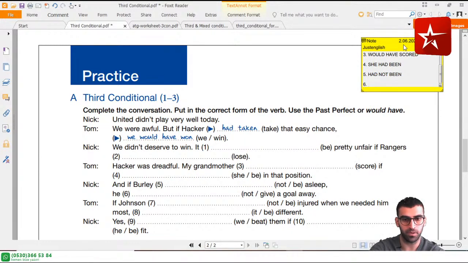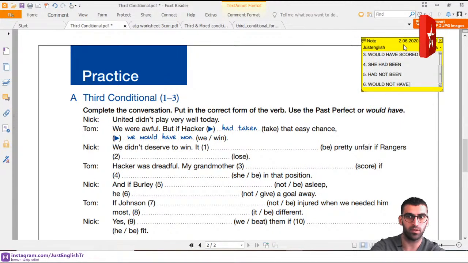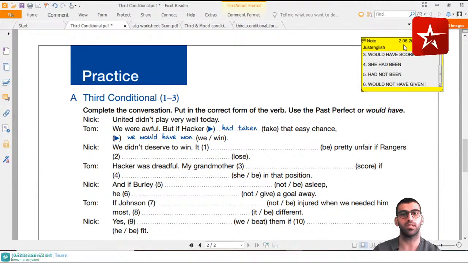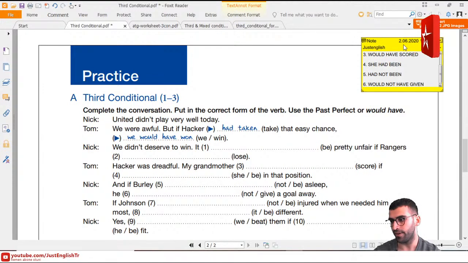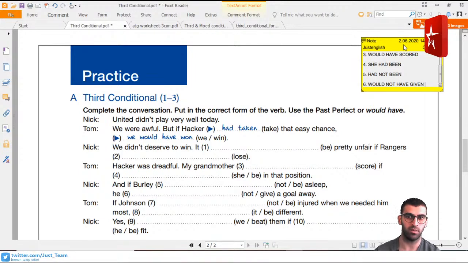Yes, number 6, he would have, don't forget to write have and given. Yes. He wouldn't have given a goal away. Yes. Right. Yes, hadn't been. That is the correct answer for number 5. Halil, Gülsafa, Mr. Ramazan. Yes. And the second part, wouldn't have given. Hadn't been, and wouldn't have given. They are the correct answers for number 5 and number 6.